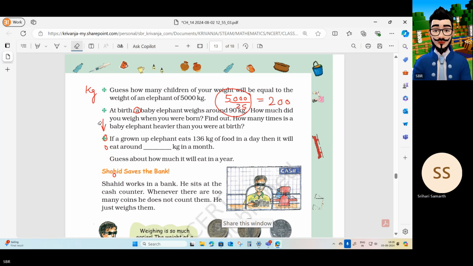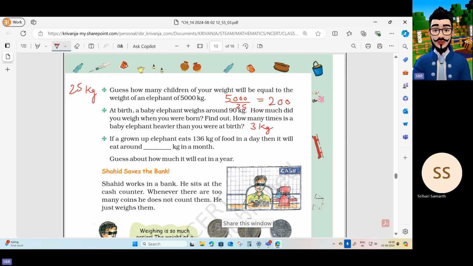Okay. At birth, a baby elephant weighs around 90 kgs. How much did you weigh when you were born? I think 5 kgs. No, I think you were born around 3 kgs something. 3 kgs or 2.7 kgs. Okay. Let's say 3 kgs. How many times is a baby elephant heavier than you were at birth? I think 30 times, right? Okay, 30 times. So you were 3 kgs and baby elephant weighs 90 kgs. So it is 90 divided by 3, that is 30. 30 times of baby Srihari will be one time of Srihari.